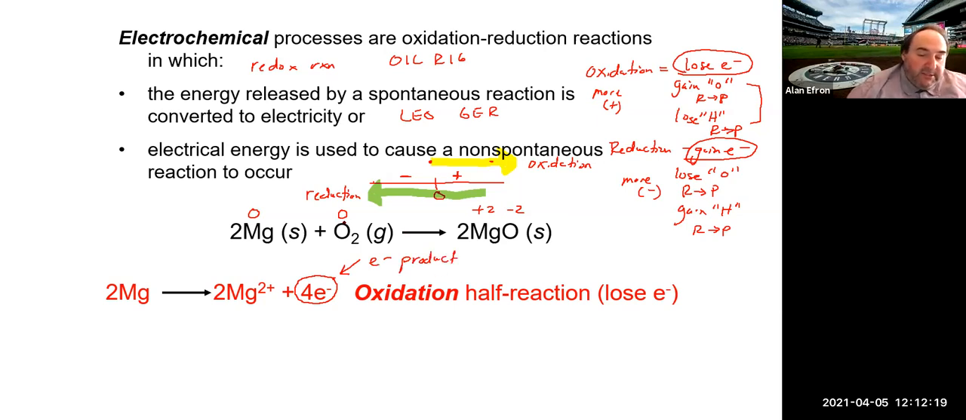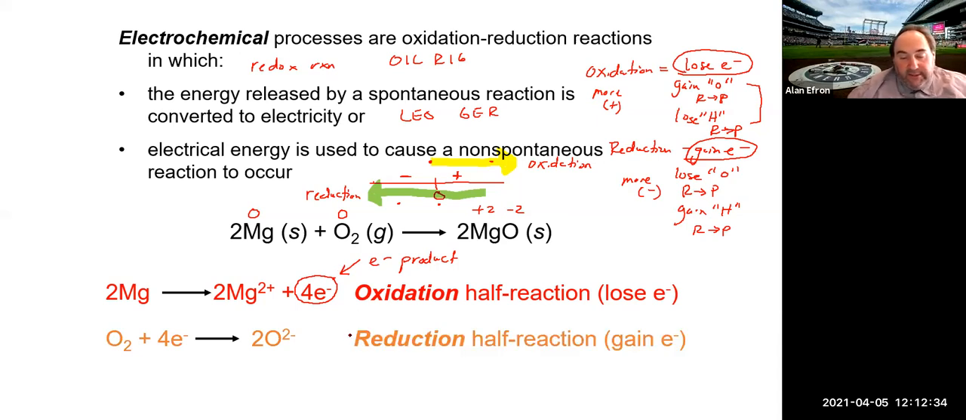If we look at the oxygen, it's going from 0, which is here, to -2, which is in this direction. So it is going to the left, and it is going through reduction. We could also write a half reaction for that, which is known as the reduction half reaction. Electrons would be found on the reactant side in a reduction half reaction.